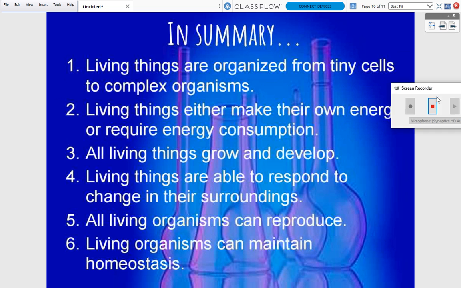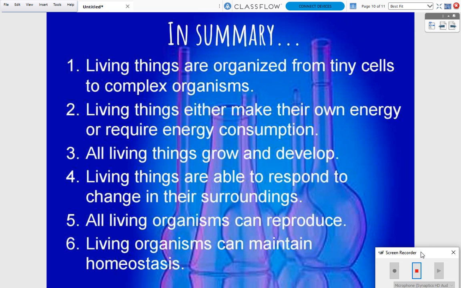So in summary, I have just summarized the points that I went through with the slides. Number 1, living things are organized from tiny cells to complex organisms. Number 2, living things either make their own energy or require energy consumption. Number 3, all living things grow and develop. Number 4, living things are able to respond to change in their surroundings. Number 5, all living organisms can reproduce. And number 6, living organisms can maintain homeostasis.